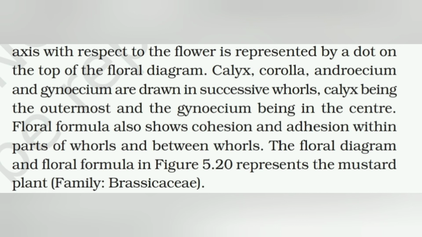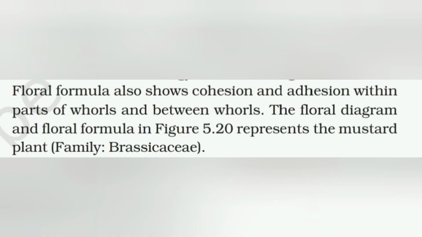The position of the mother axis with respect to the flower is represented by a dot on the top of the floral diagram. Calyx, corolla, androecium, gynoecium are drawn in successive whorls, calyx being the outermost and the gynoecium being at the center. The floral formula also shows cohesion and adhesion within the parts of the whorls and between the whorls. The floral diagram and the floral formula in the given figure represent the mustard plant of the family Brassicaceae.